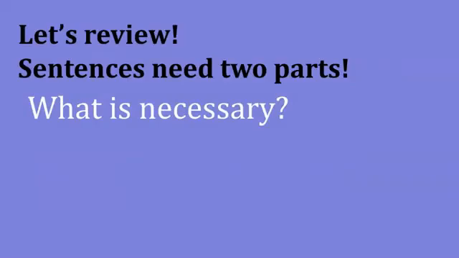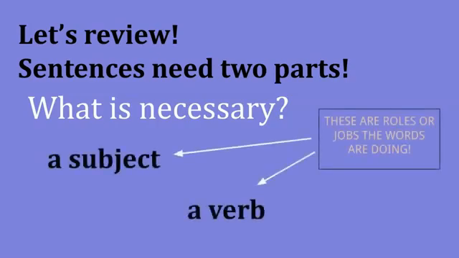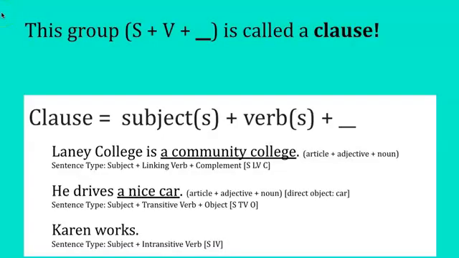Before we can learn the sentence type, the sentence style, we need to review. All sentences need 2 parts. The parts are subject and verb. All sentences need at least 1 subject and at least 1 verb. Subject and verb, this group is called a clause. The clause means 1 subject and 1 verb at least. You can have many subjects or many verbs, but when you have this group of the subject and the verb together, it is called a clause.